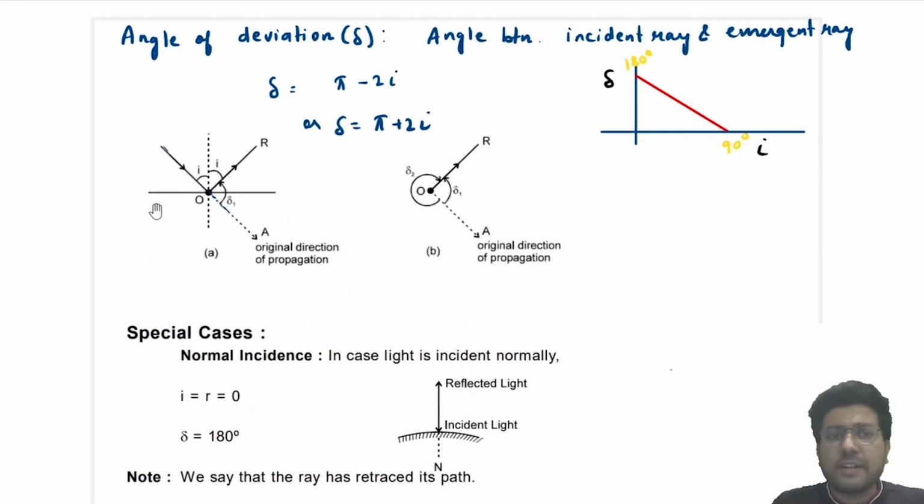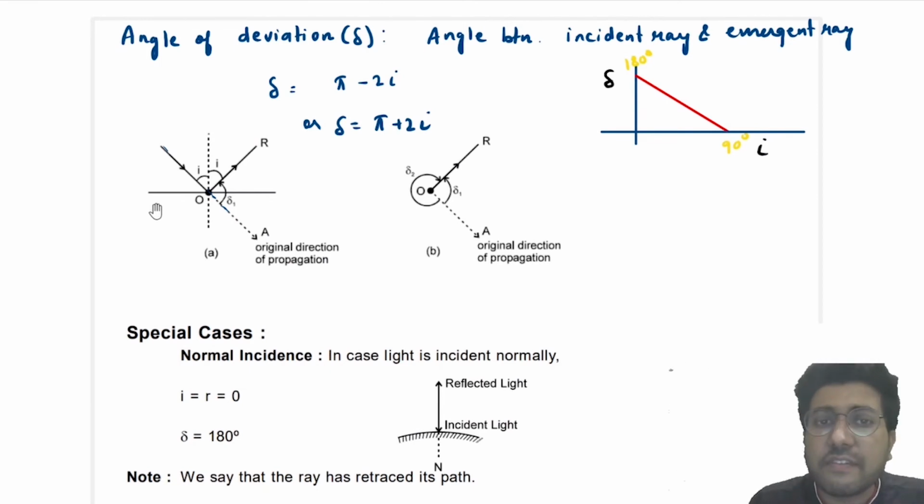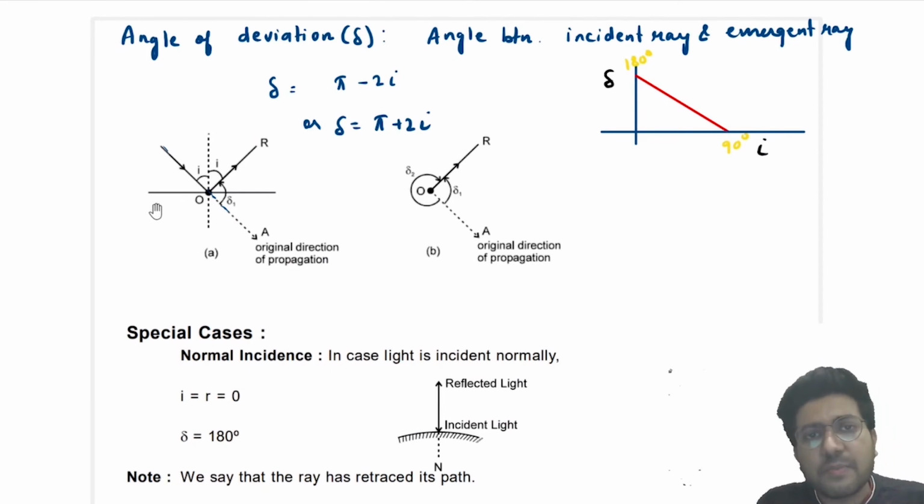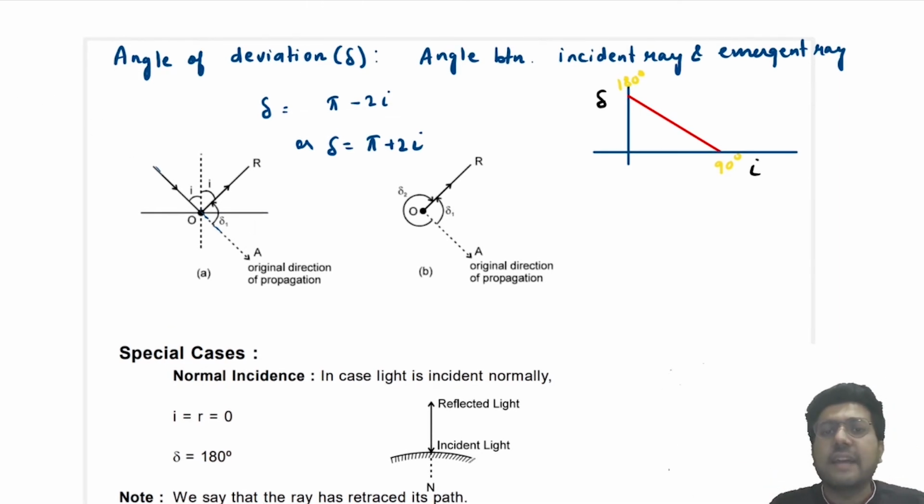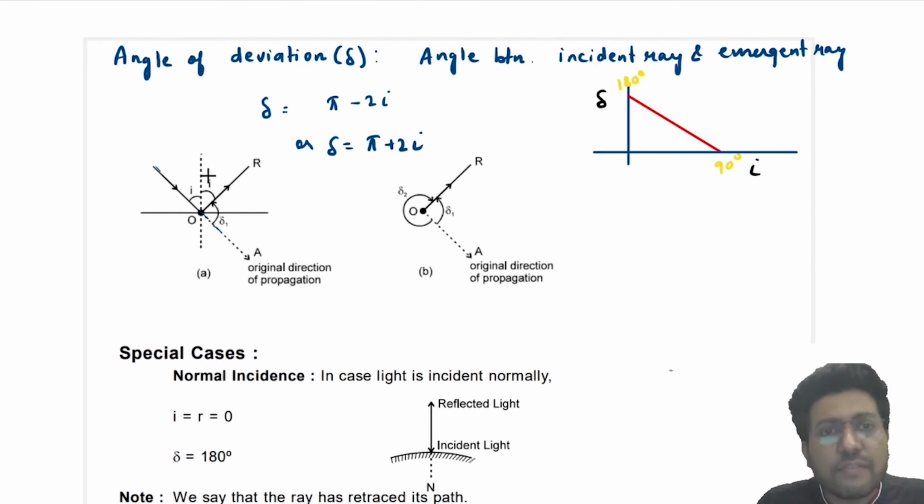Now, one more important term here is the angle of deviation. Angle of deviation is represented by delta, and it is defined as the angle between the incident ray and the emergent ray. In case of reflection, the emergent ray is this. The angle between the incident ray and the emergent ray is called the angle of deviation. It is a general definition, not only for reflection. The angle between the incident ray and the final emergent ray from any body is called the angle of deviation.